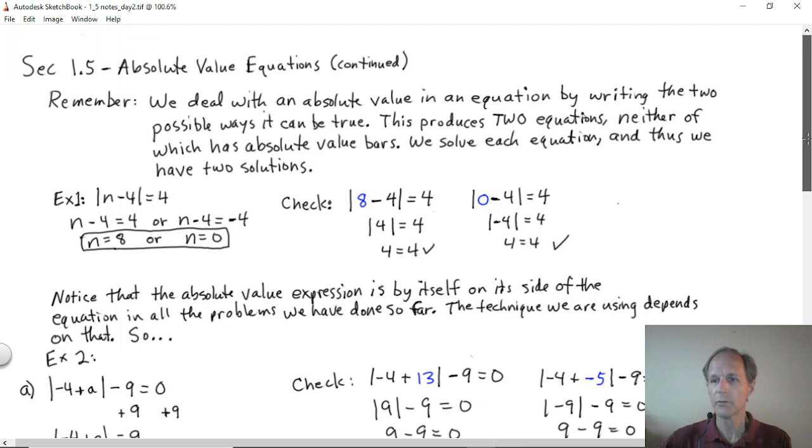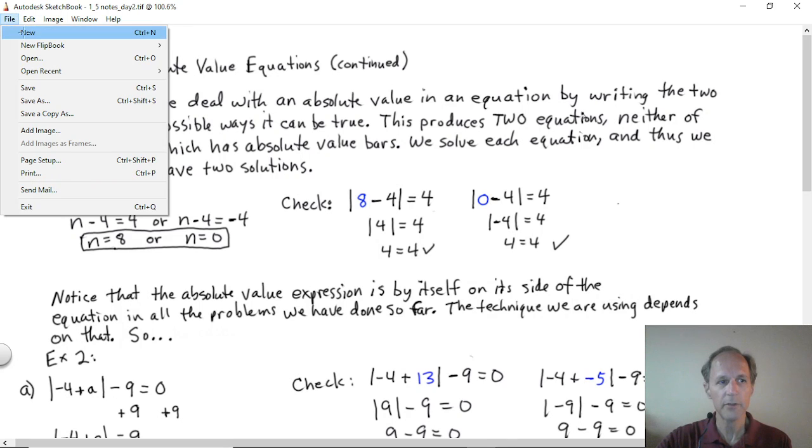Okay, so what we want to do now is look at some that are more complicated. We see here that the absolute value expression is by itself on its side of the equation in all the problems we've done so far, such as the one that we just looked at. There's nothing else with the absolute value on the left. It's just the absolute value. And in fact, this technique that we've been using depends on that being the case. So what if it's not? What if there's something else with that?